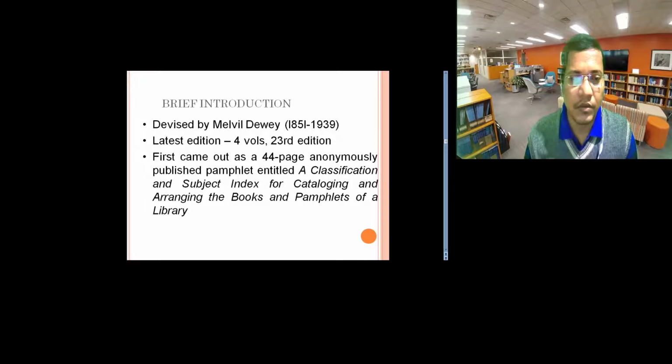So this is the very primitive name of the DDC. It was revised and revised again. Then it comes to be the Dewey Decimal Classification now. But previously it was known as A Classification and Subject Index for Cataloging and Arranging the Books and Pamphlets of a Library.